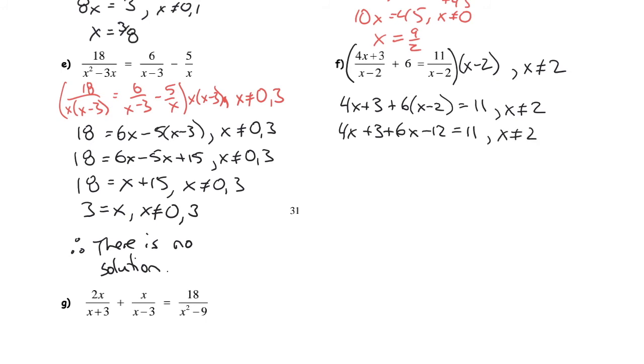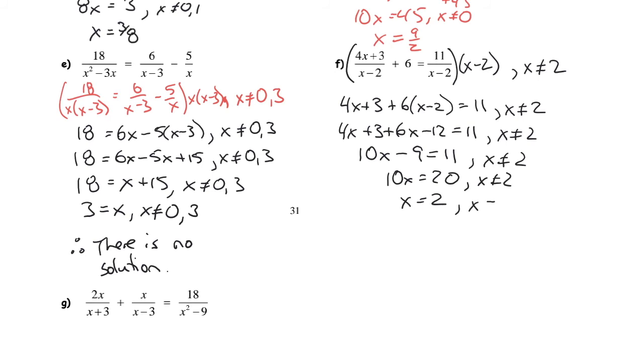So what do I get here when I put together the like terms? I'm going to get 10x minus 9 is equal to 11, where x is not equal to 2. So now I bring the 9 over, so 10x is going to equal 20. Oh, and here we go. We're going to get a problem. So x can't equal 2, and then I get that x is equal to 2, but x can't equal 2. So therefore, there is no solution. And again, that's okay.